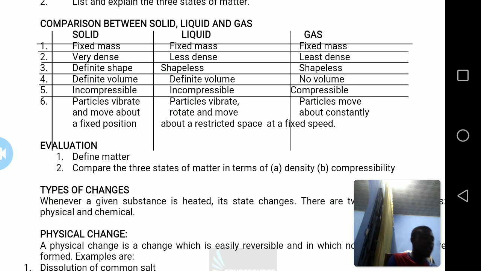Okay, so let's look at it here. We're looking at types of changes that occur in matter. All right.